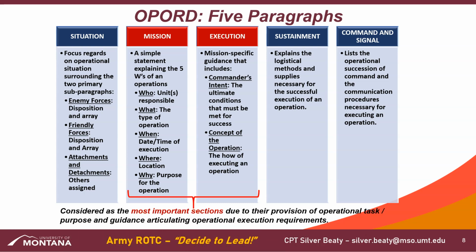Now, they're in red for a reason, right? Foot stomp, foot stomp. Our mission and execution are considered the two most important sections. Why? Because they tell us what we're doing and how we're gonna do it. So it's still important to know what we need supply-wise, or how we're gonna communicate with each other and who's in charge. And it's important to know what's going on in our area of operation. But without a mission and execution, you can't complete a mission because you don't know how.